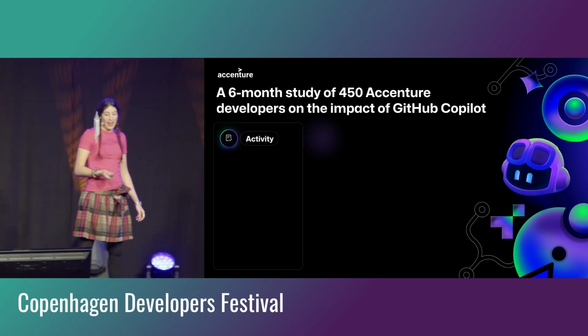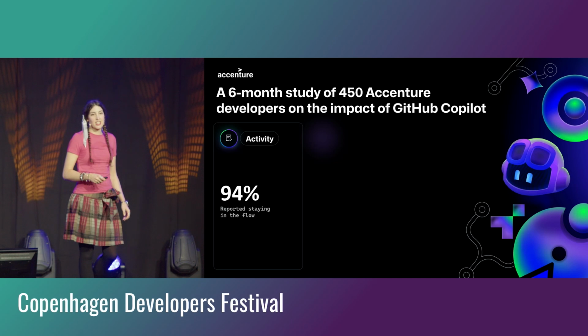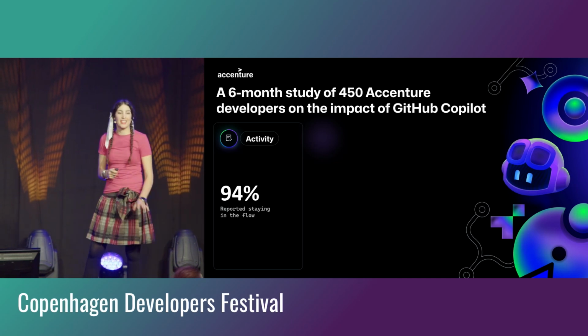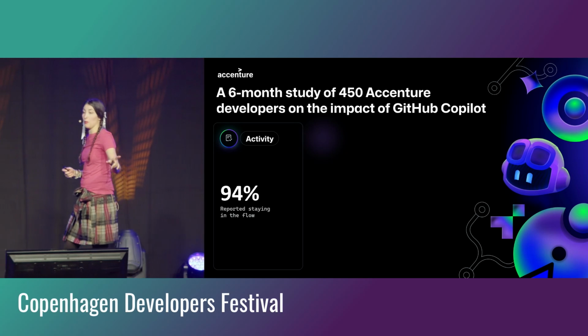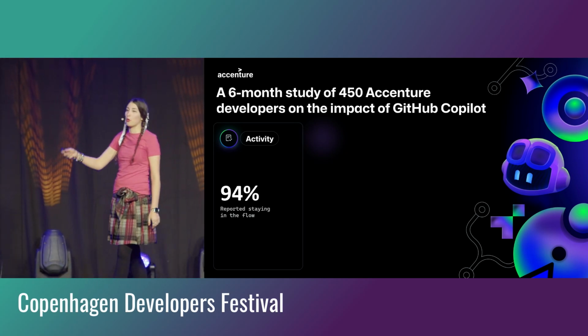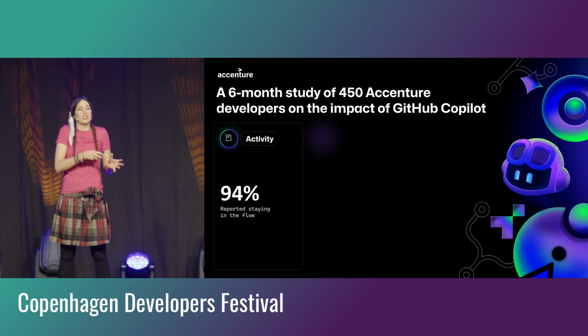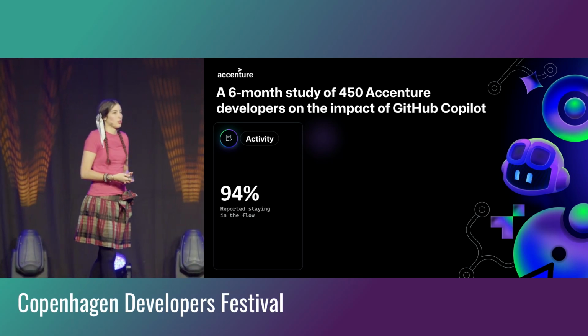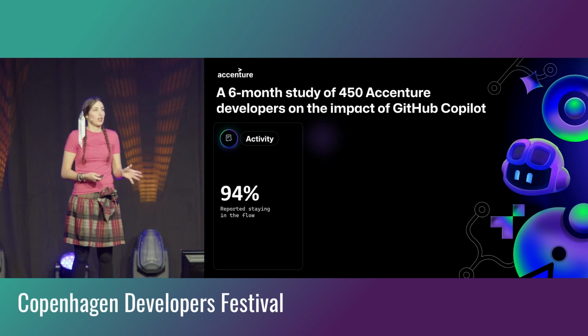But what they found over the course of this study is that 94% of the developers said they stayed in the flow better. Again, if you were at Damo's developer happiness talk yesterday, you would understand that staying in the flow is very important for developers, because the less context switching we have to do, the better and more productive we are, because we don't have to go, oh, yeah, I've got to come back to that later.